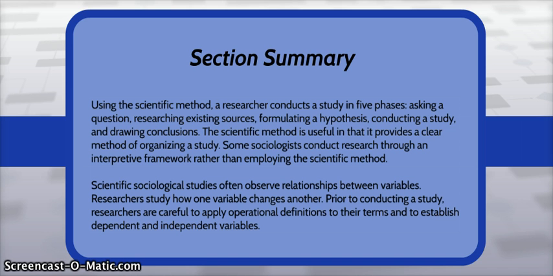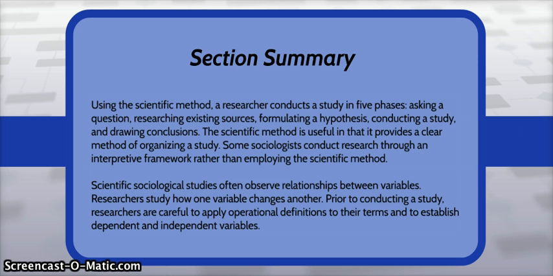And that is it for section 1. Very short, our summary. Using the scientific method, a researcher conducts a study in 5 phases: asking a question, researching existing sources, formulating a hypothesis, conducting a study, and drawing conclusions. The scientific method is useful in that it provides a clear method of organizing a study. Some sociologists conduct research through an interpretive framework rather than employing the scientific method.